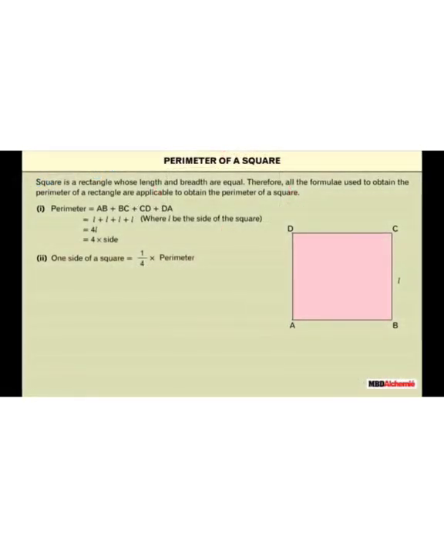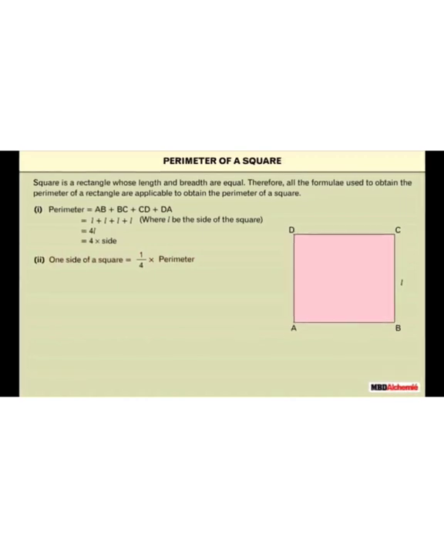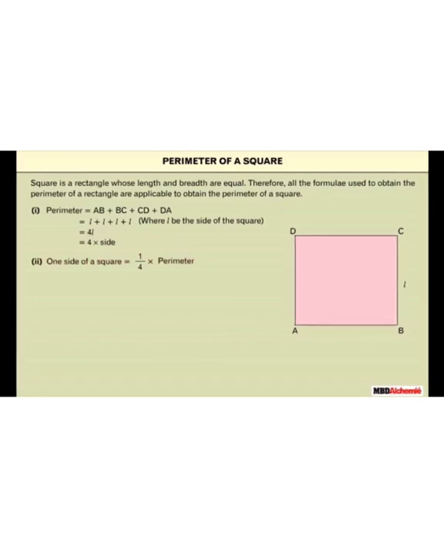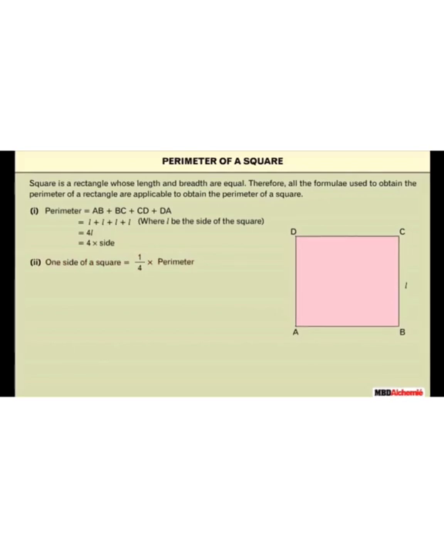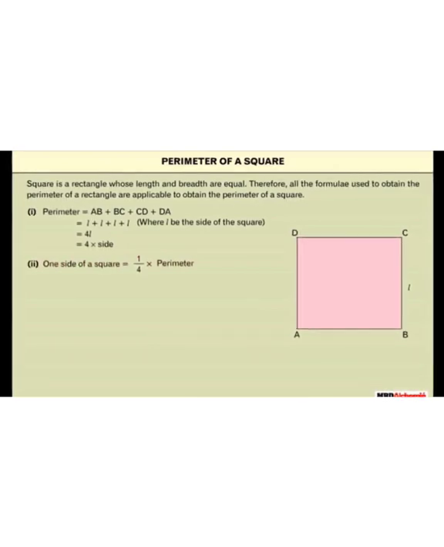In a square, the lengths of all sides are equal. We can find the perimeter of a square if we know the length of one side. Consider the square ABCD as shown in this figure. Let's say that the length of one side is a centimeters. In a square, all sides are equal. Therefore, AB is equal to BD is equal to CD is equal to AC is equal to a centimeters.